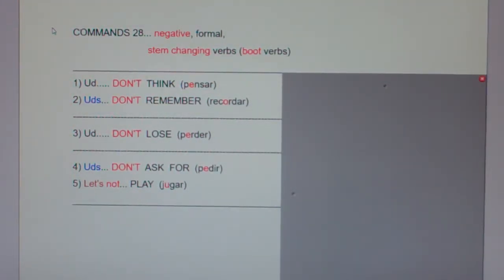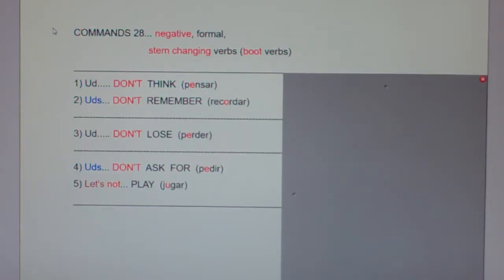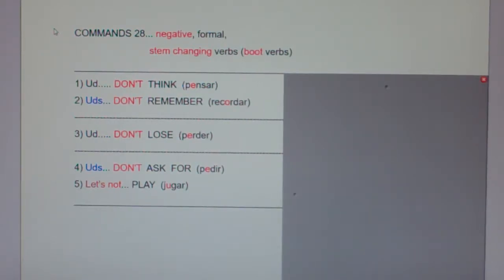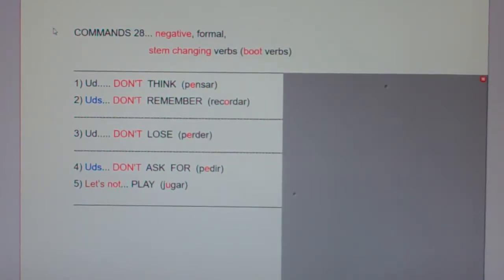This is Commands 28. In this clip, you're going to learn how to make negative formal commands using boot verbs or stem changing verbs. Now let me interject here real quickly. If you do not understand the concept of a boot verb, whereby in the present tense O's turn into UEs and E's turn into I or IEs, please pause and go back and review some of my clips labeled boot verbs or stem changing verbs. Because if you don't understand that concept, I'm afraid this clip with commands will not make any sense to you.